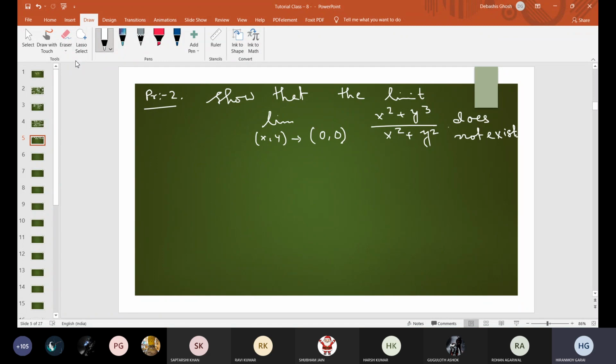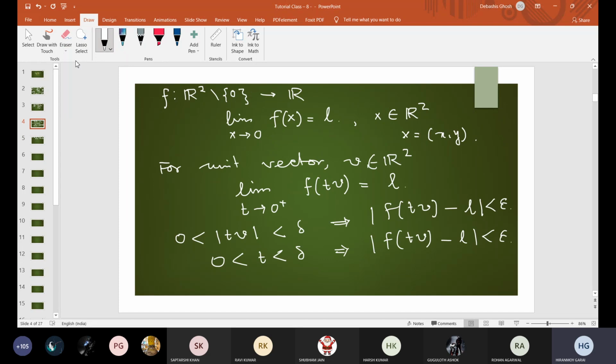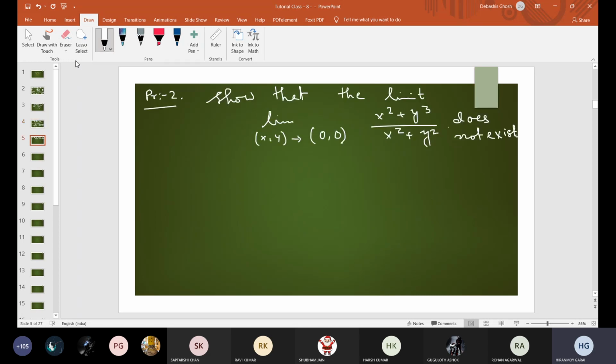So if we can show that as t tends to 0, f of tv depends upon your different path. That means for different unit vectors, if you are choosing, and that gives you different values, then you can say that the limit does not exist. You can take that by considering any path. I think this one you can take as a test.